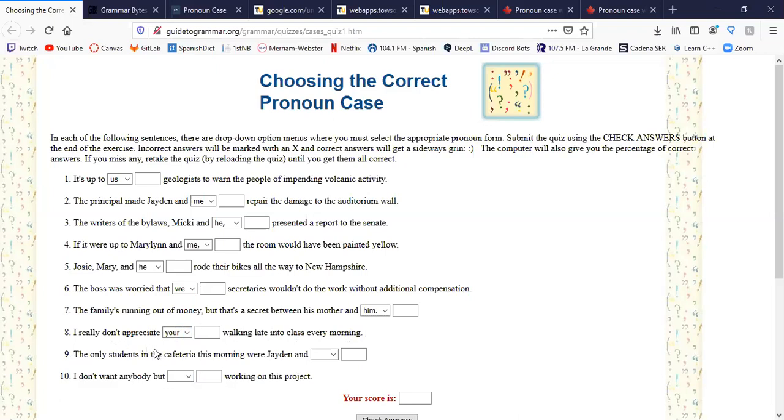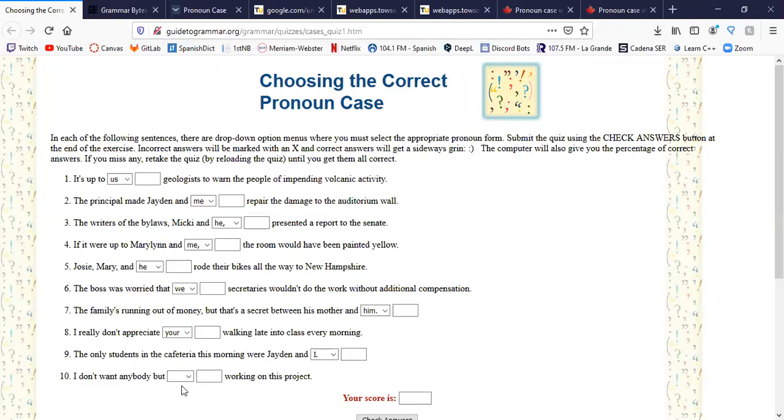9. The only students in the cafeteria this morning were Jaden and I or me. Okay, pause the video and think about the answer carefully. Remember what I talked about earlier about predicate nominatives. Okay, so the correct answer is I. The only students in the cafeteria this morning were Jaden and I. Because I and Jaden rename the noun, the only students. So because this is a subject, these two are also subjects, Jaden and I.